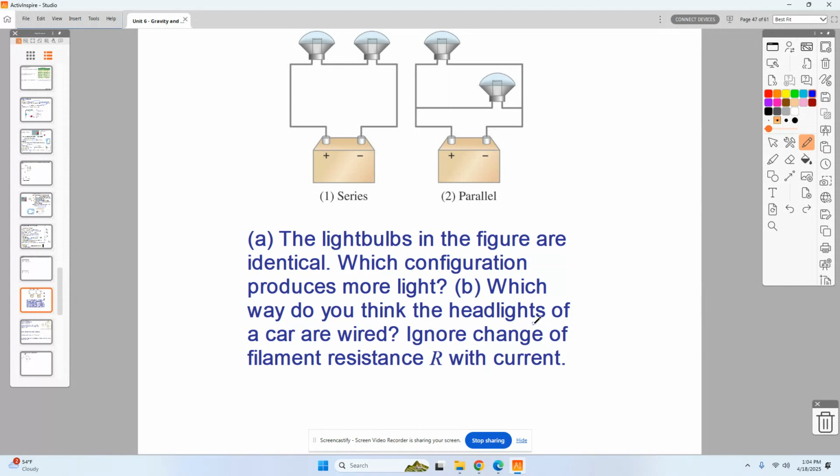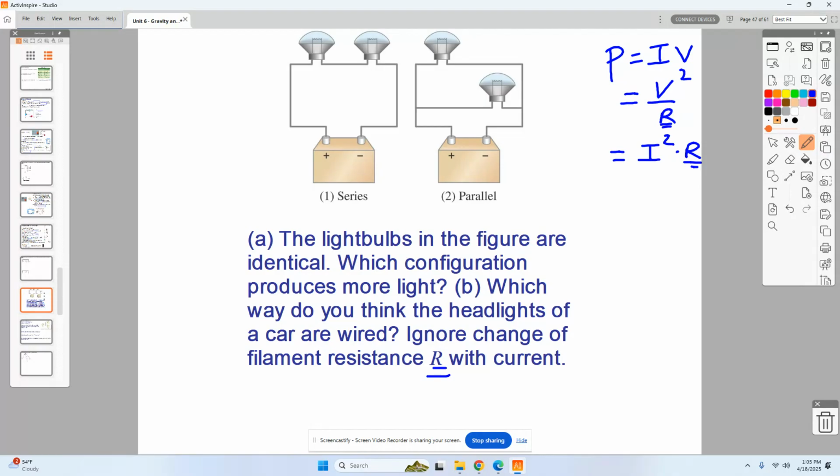Let's go ahead and analyze this then. Would you guys agree that the brightness is based on the power being delivered? Okay, so let's do some equations over here. Power is equal to I times V. Power is equal to V squared over R. Power is equal to I squared times R. So if I want to determine which ones are brighter, I might be able to look at it from a power standpoint. Now, they said that the filaments all have the same R values. So any place that I see an R, that should be the same for any one of those things.